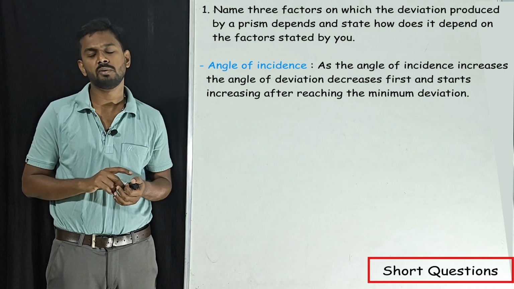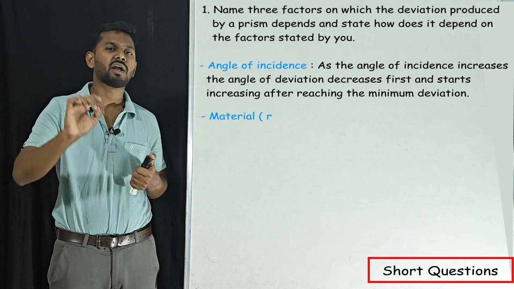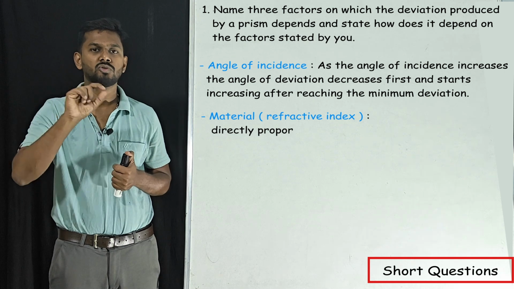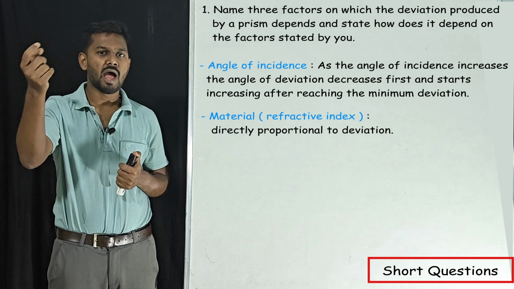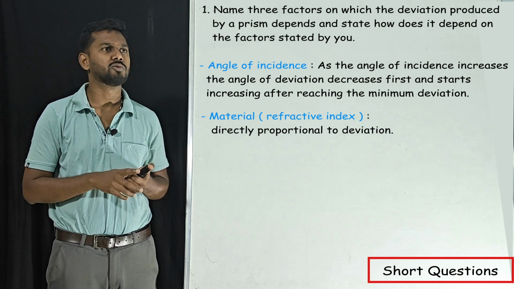Second one, material of the prism, that is nothing but the refractive index. See, if the refractive index is more, the angle of deviation is also more. So these two are directly proportional. Refractive index and deviation are directly proportional.